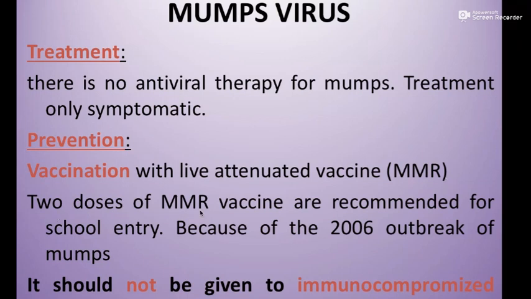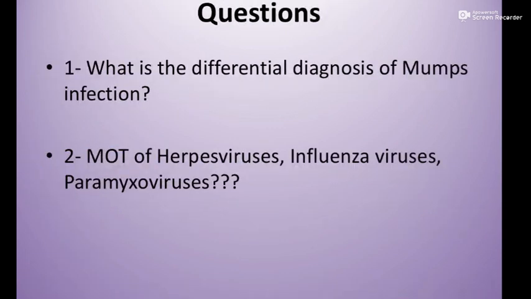Two doses of MMR vaccine are recommended before school entry. It should not be given in immunocompromised patients and in pregnancy. Why? Because it is live attenuated, so it is contraindicated in immunocompromised and in pregnancy. I leave these questions for you, and we will discuss them later if there is time.